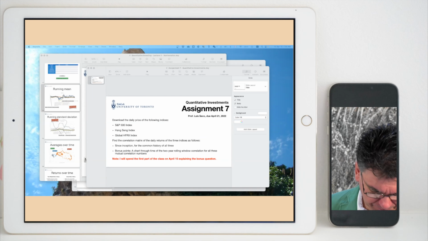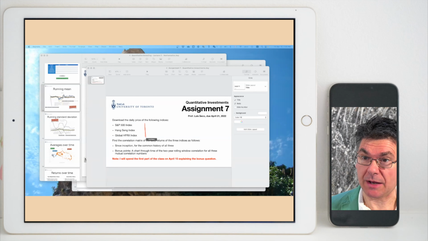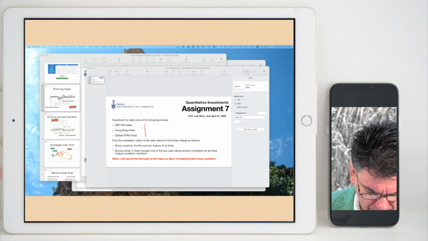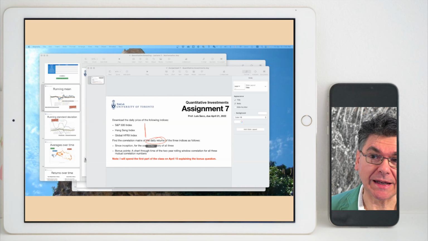The first part is easy. I want you to download the daily prices of those indices and play with them. That's easy to do. Then I want you to do the correlation matrix of the daily returns. Do not forget to do the daily returns. You have to do the correlations of the returns, not the prices. If you do the correlations of the prices and not the returns, you get a very high number. It has to be the returns.